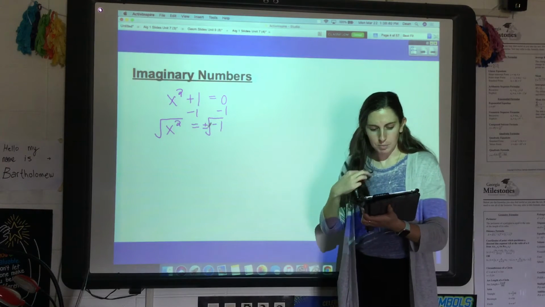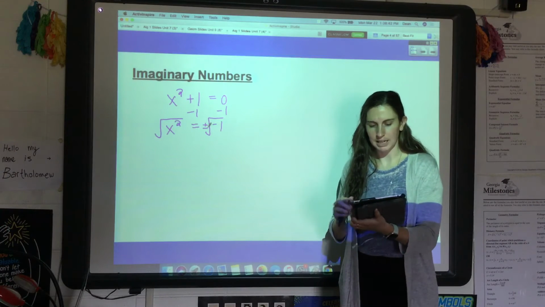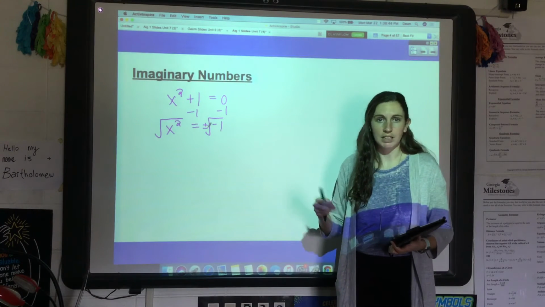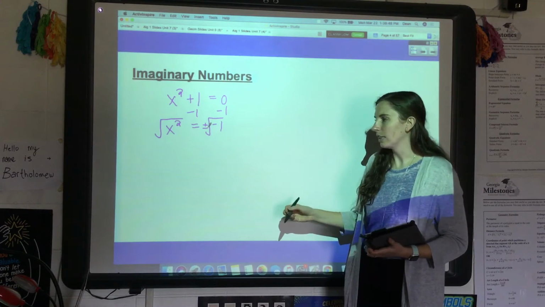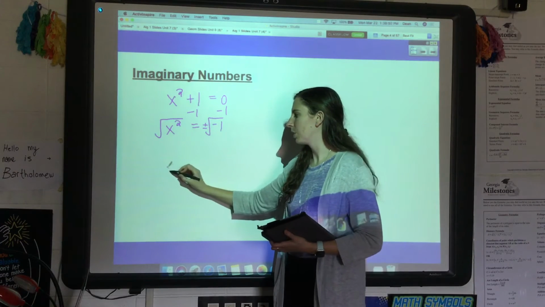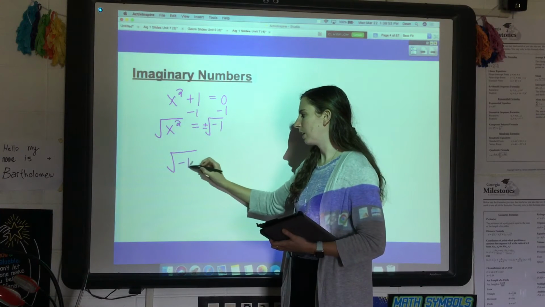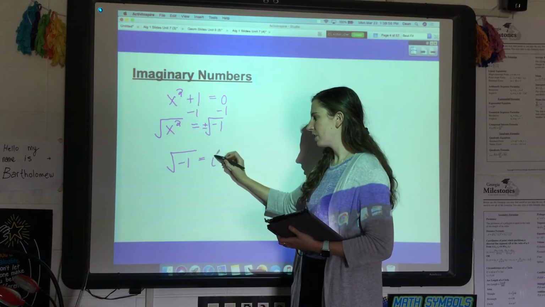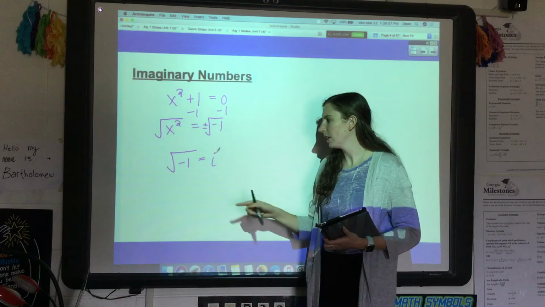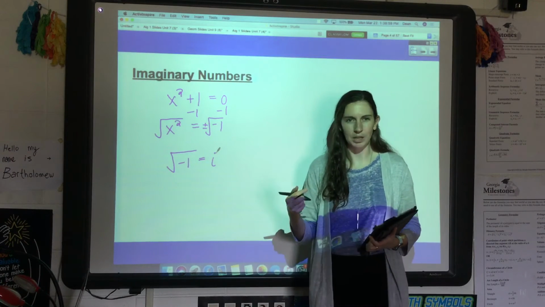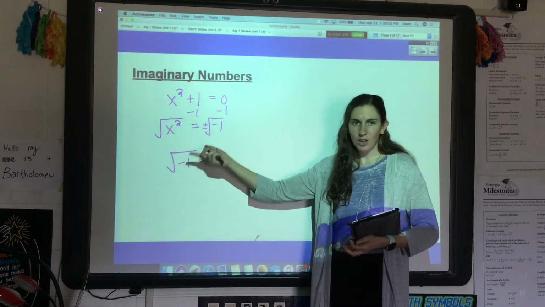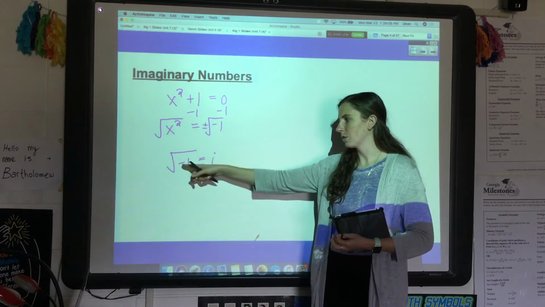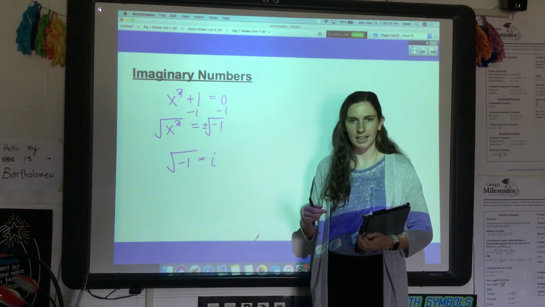And so at some point, mathematicians decided, well, what if we could? Let's just say that we can square root a negative. What are we going to call it? And they called it i. So the square root of -1, we call that the imaginary unit, i. Usually I draw a little hook on the end so it doesn't look like a 1, but it's called i. That's all imaginary numbers are. They're just square roots of negatives.